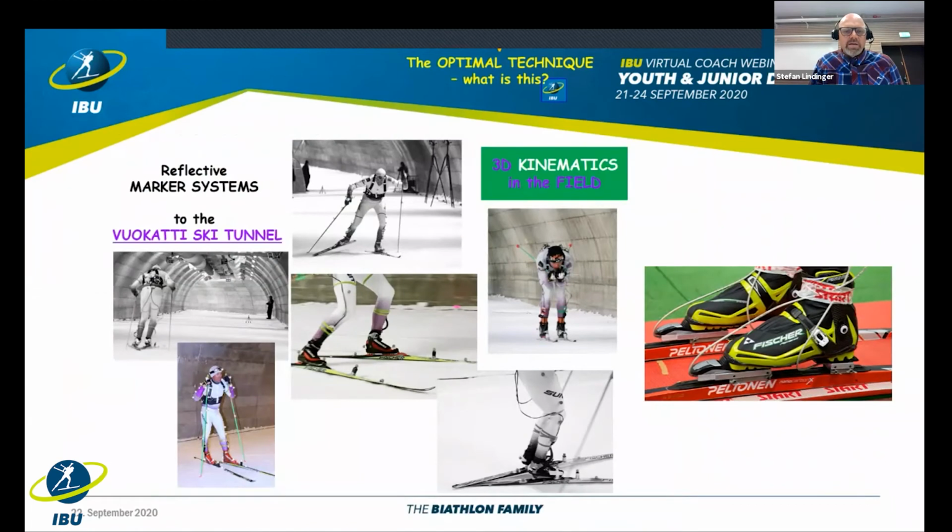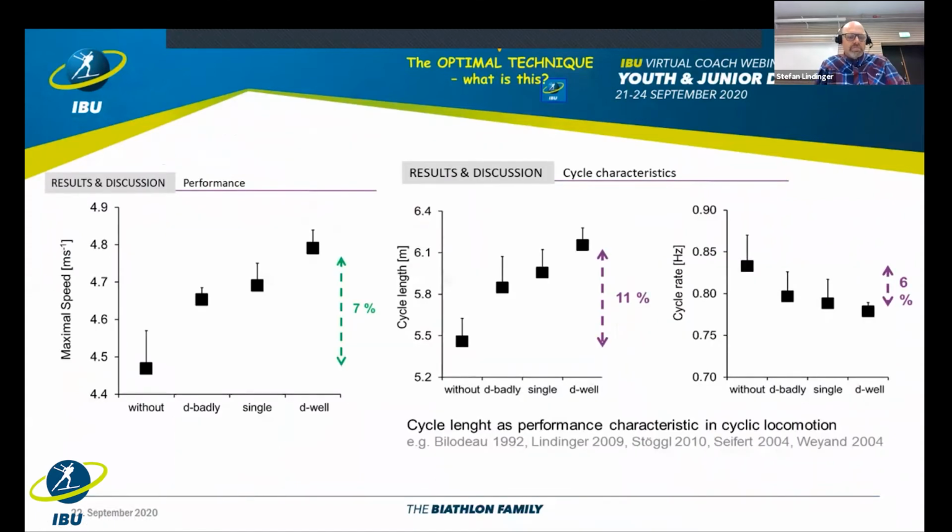The very quick message here: this was with 3D analysis with infrared cameras and force measurement bindings. We measured everything in kinematics and kinetics. And what was the result? We have here without arm swing, badly timed, single arm, double arm well timed. We have an increase from without to double arm well timed of 7% in maximum speed. That's a lot. So arm swing is really important.